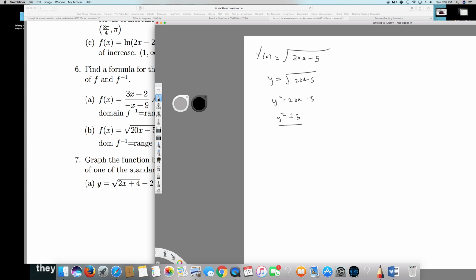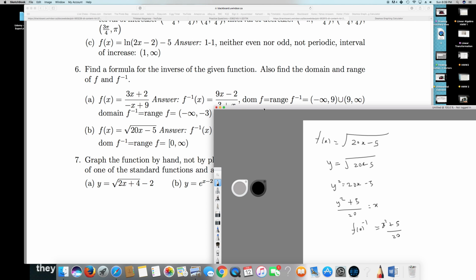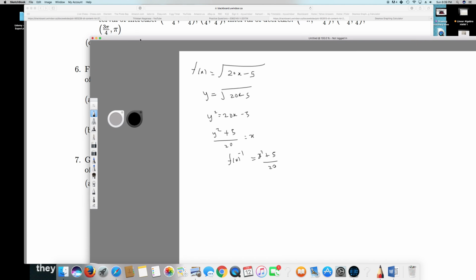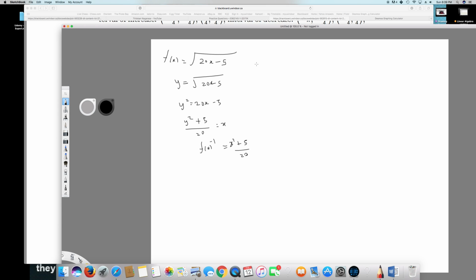y squared plus 5 over 20 is equal to x. So now in terms of x, I'm going to put f inverse of x, and in terms of y, I'm going to put (x squared plus 5) over 20. So this is going to be my f inverse. And the next question is to find the domain and range of f and f inverse.